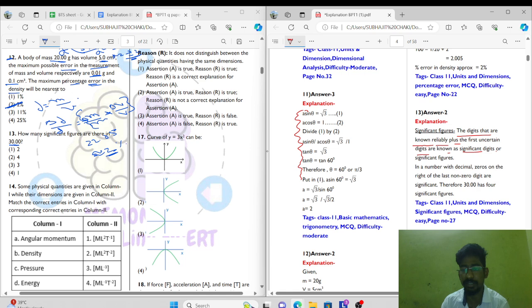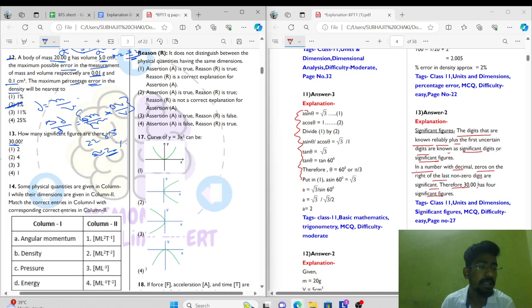So you can say that all four digits are required to describe or present this number. So the total number of significant figures in 30.00 is 4. I mean 1, 2, 3, 4. 4 significant figures are there, right? The name itself tells it: the significant numbers are the digits that are significant to present a number in front of everyone. That is, the significant digits present in a certain number.